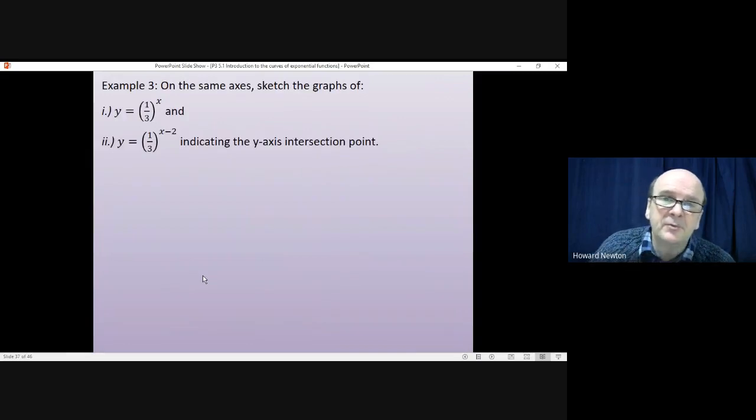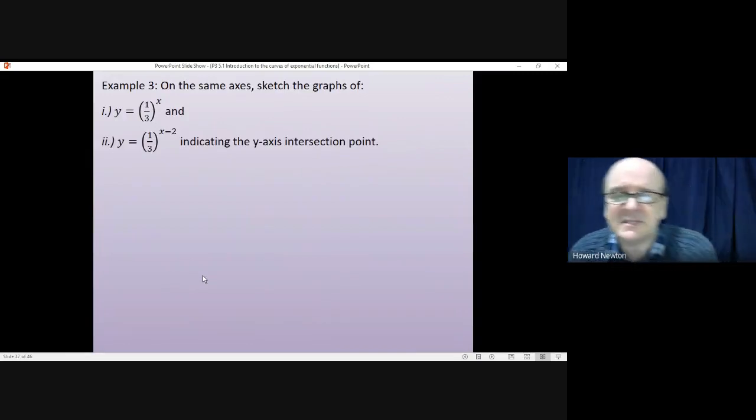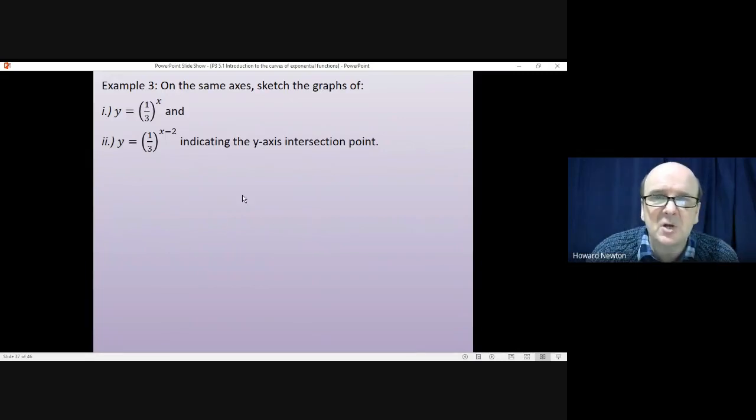Okay, example 3. I'll let you have a go at this yourself first again. So once more, we're sketching a third to the power of x, same as the one we did just now. And then have a go at sketching this, y equals a third to the power of x minus 2, indicating where the curve cuts the y-axis. I'll let you have a go, and then I'll talk you through it. So pause the video and come back again when you're ready.